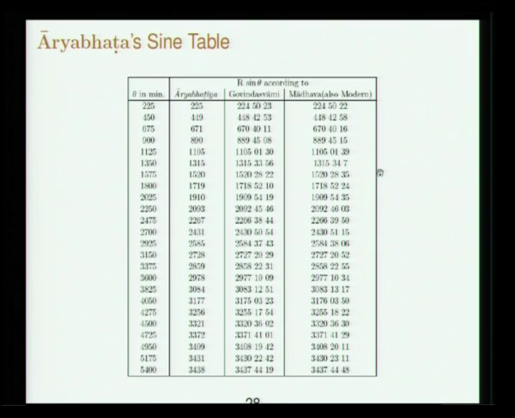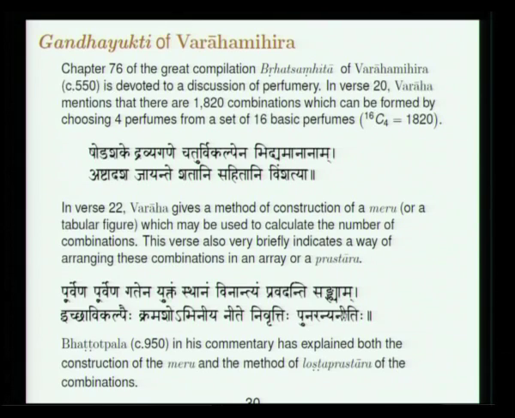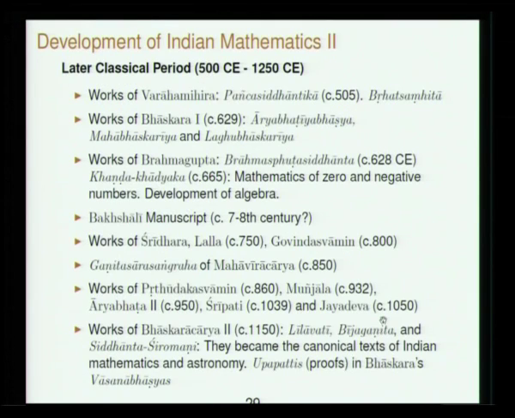So, this is the kind of sine table that Aryabhata came up with, and it has later on been systematically improved in India. This is by Govindaswamy in the 9th century, and this improved table is due to Madhava. When we come to the later period, we have luminaries like Varahamihira, Bhaskara, who wrote commentaries on Aryabhata, and Brahmagupta, one of the most celebrated mathematicians of India.